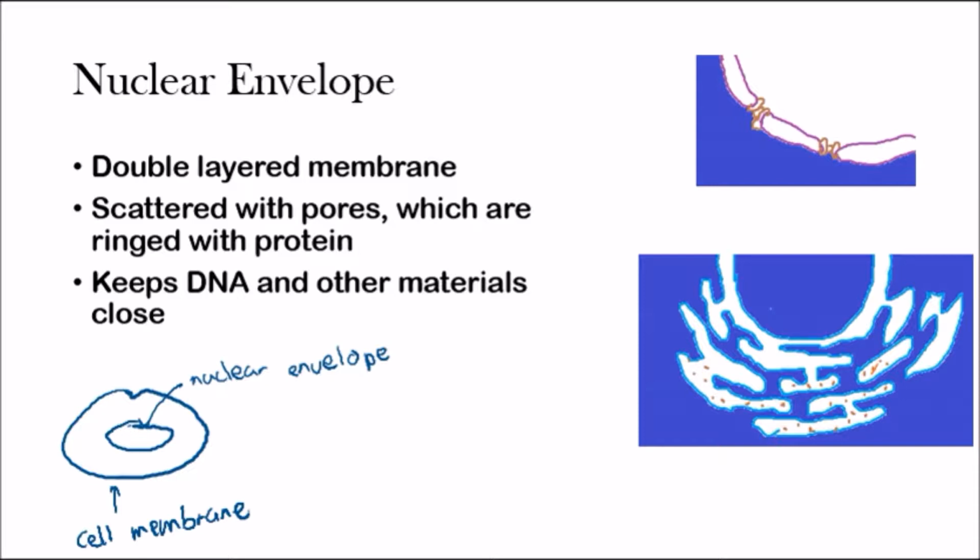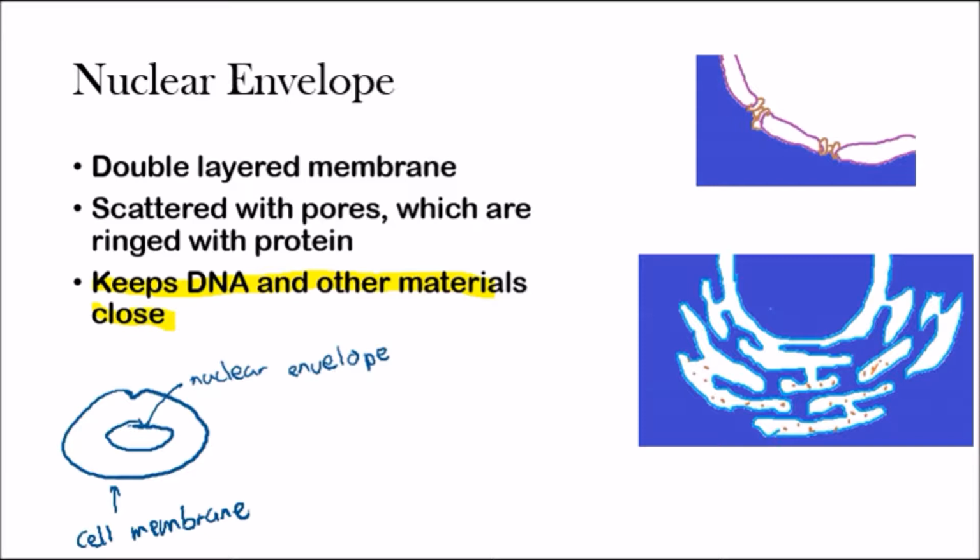But the nuclear envelope or the nuclear membrane is basically the membrane which contains everything which is in the nucleus. We know that for a cell, the cell membrane kind of holds everything, all the organelles of a cell together in one region, kind of packs everything together. In the same sense, the nuclear envelope holds all the contents of the nucleus together. It keeps the DNA and other materials close.